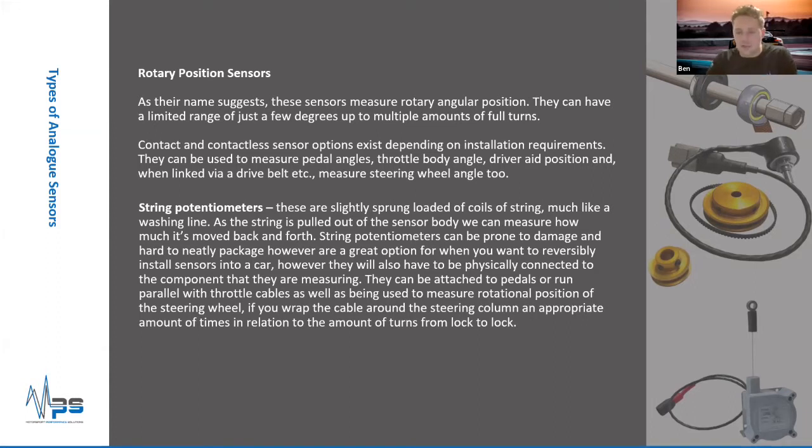Or another common use is to wrap the string a few times around your steering column. So at full lock, the string is fully wound round, and then as you remove and add steering lock, the string will rotate and unravel around the steering column, and that way you can just track the steering wheel movement. So you've got quite a few options to integrate and mount sensors into your car's mechanical package.